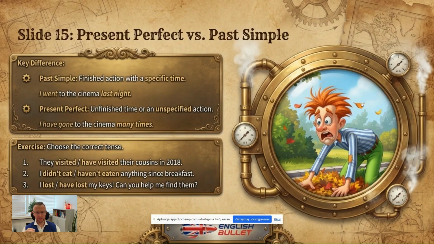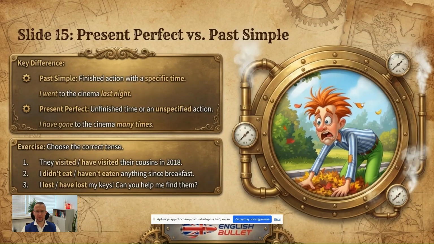Choose the correct tense, that's the exercise. "They have visited their cousins in 2018." Which one? Tell me. You can see 2018 is the indication of time, so we use past simple. They visited their cousins in 2018. It's gone. It's in the past. It was in 2018.